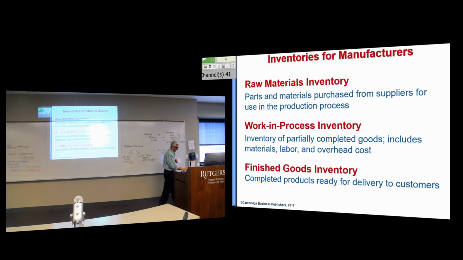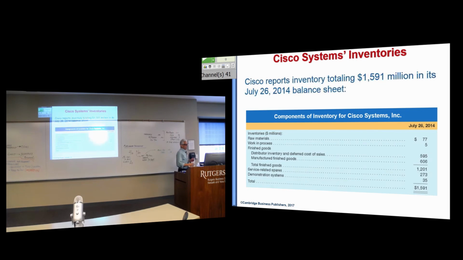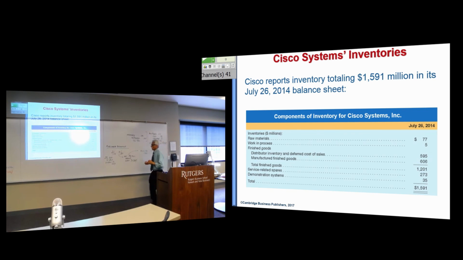Now, on a published financial statement, you'll either see these on the face of the balance sheet or you'll see them in the footnotes to the financial statements. But you notice you've got the inventory for Cisco Systems, you've got raw materials, 77 million, 5 million in work in process, and then of course the finished goods. There are 2 categories there. You've got manufactured finished goods that are still in the warehouse. 595 represents almost like consignments. What Cisco does is send inventory over to distributors. They hold them until the demand is there for the product. So it's like a consignment.